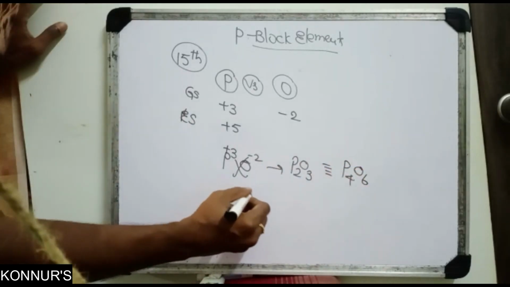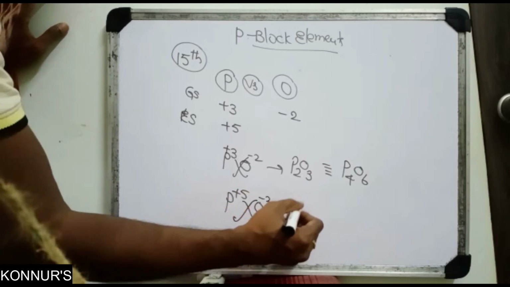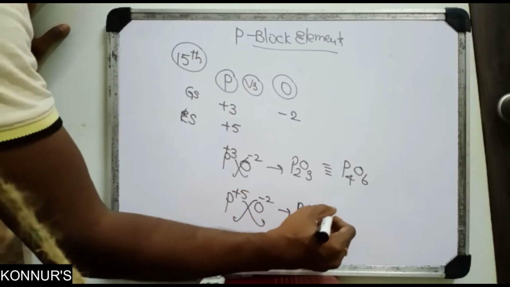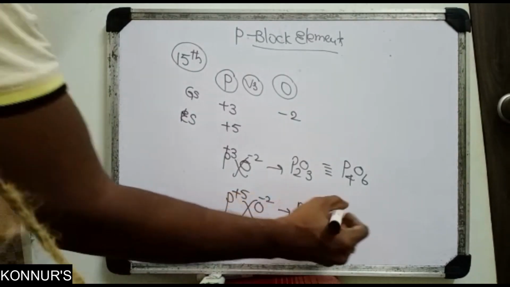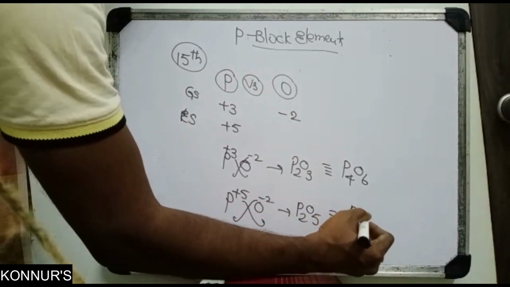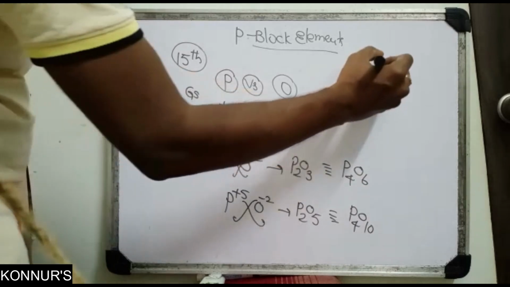Next, P +5, oxygen -2. 5 is coming, 2 is coming here, so you are getting P2O5. Here phosphorus is P4, so you write it as P4O10. This structure is also very important. P4O6.